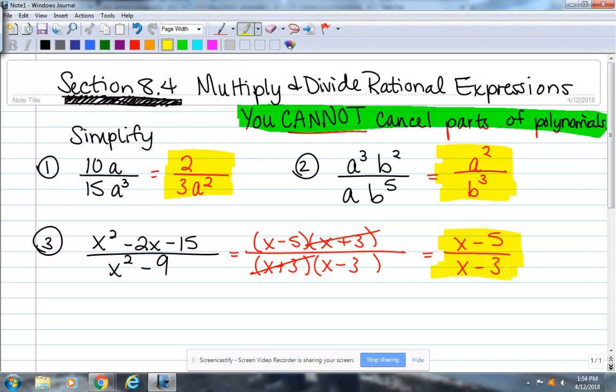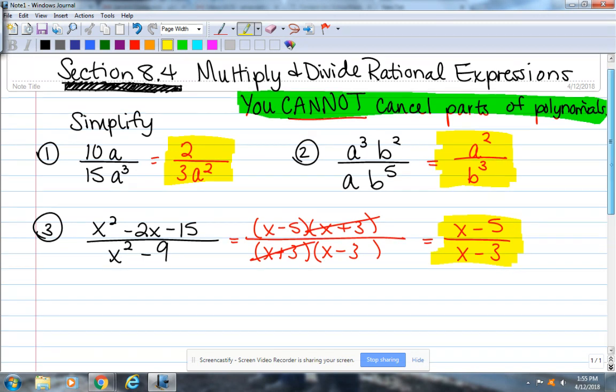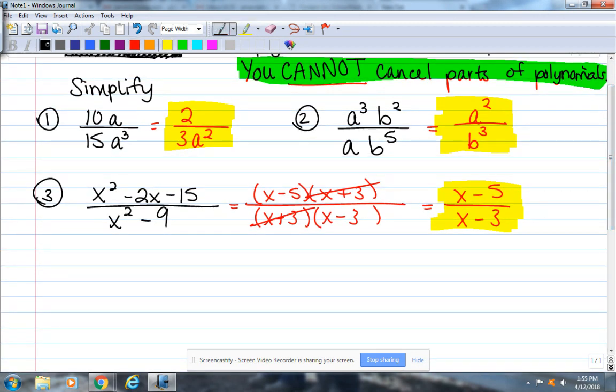x minus 5 over x minus 3. So if it's in a polynomial, meaning you see pluses and minuses, factor before you cancel, and you can only cancel the entire polynomial, not pieces of them. All right, next one.